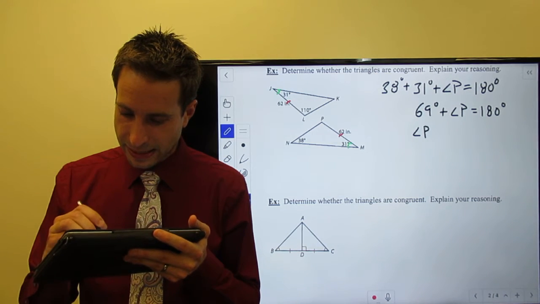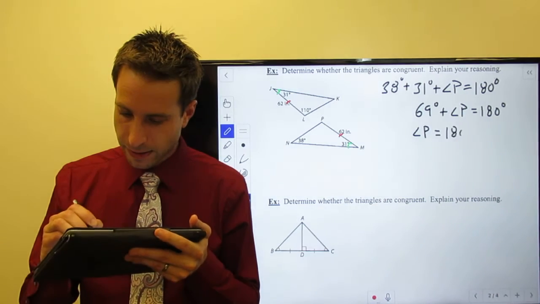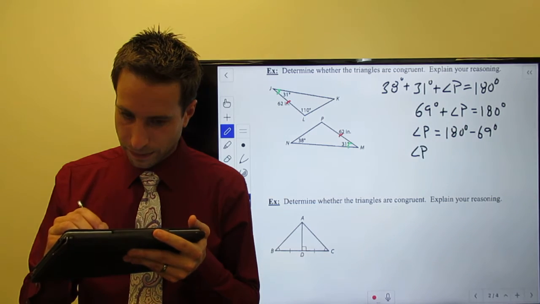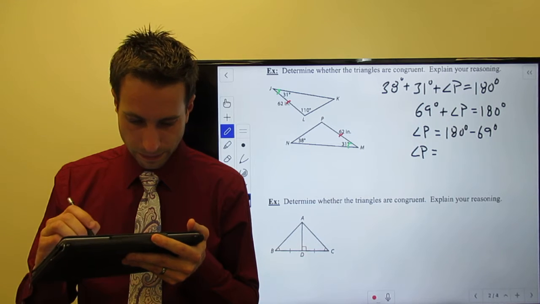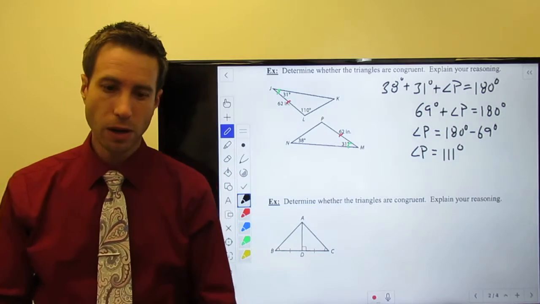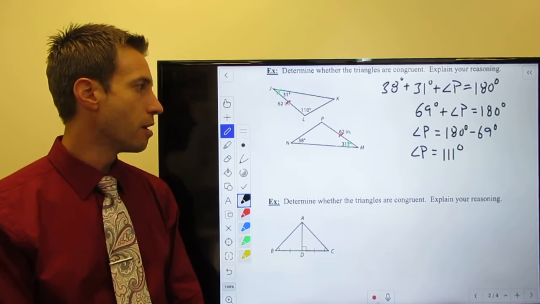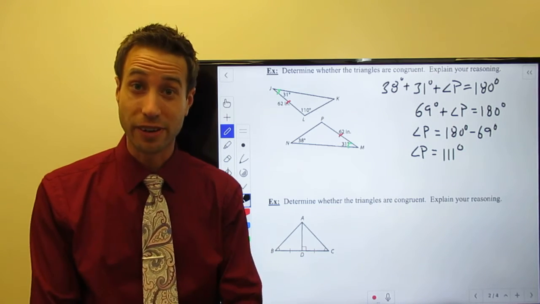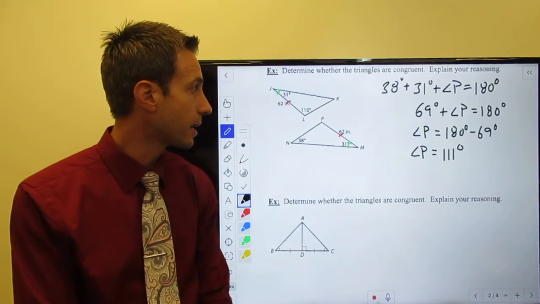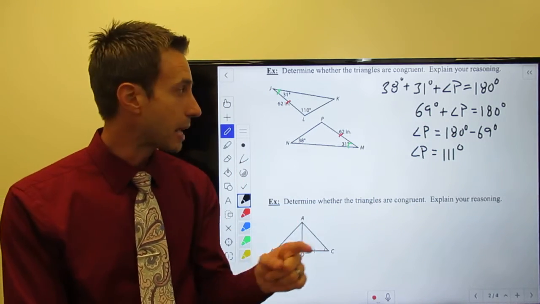Subtract that 69 to the other side. What do I get? Oh no. I get 111, right? Use a calculator if you need to. 180 minus 69 is 111. Here's what that means.